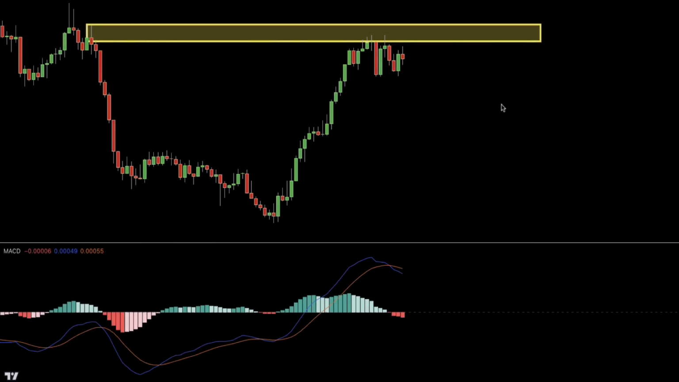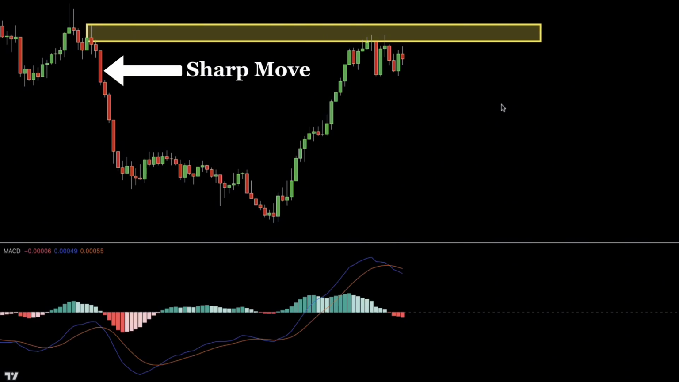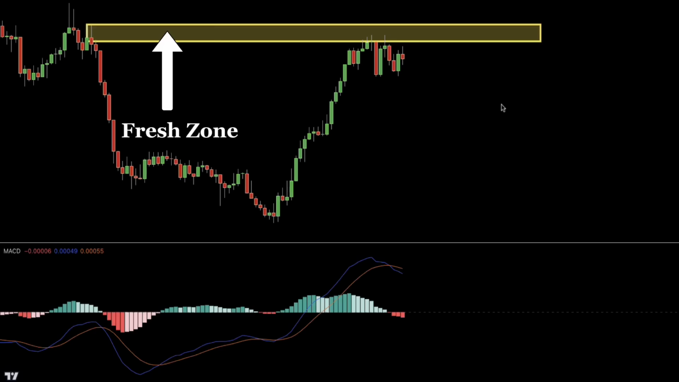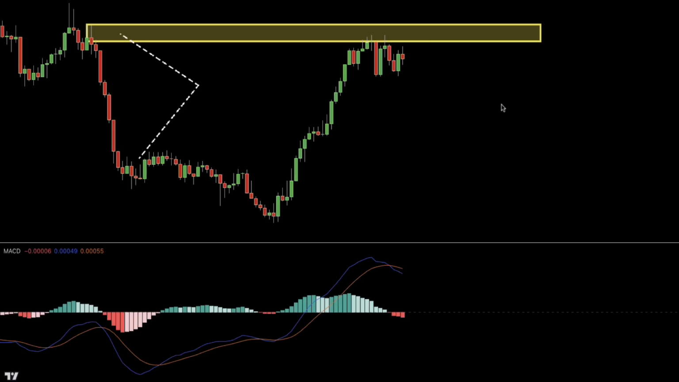Look at this chart. Here's a clear supply zone. The candles are large and consistent, showing strong selling pressure. The move away from the zone is sharp and decisive, with no hesitation. The zone is fresh, being tested for the first time. The previous market structure is broken, signaling significant institutional involvement. There's clear space and imbalance between the supply zone and the next level, giving room for price movement.